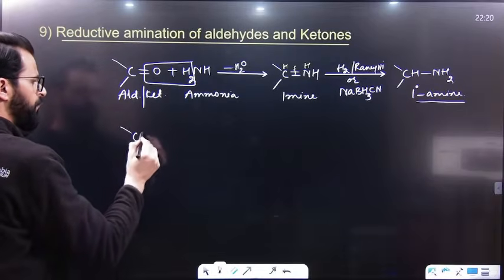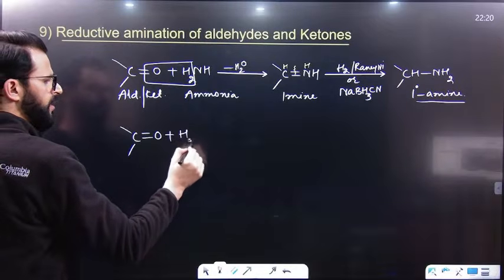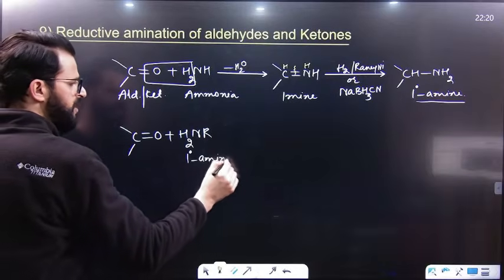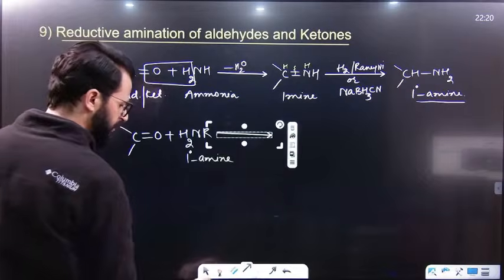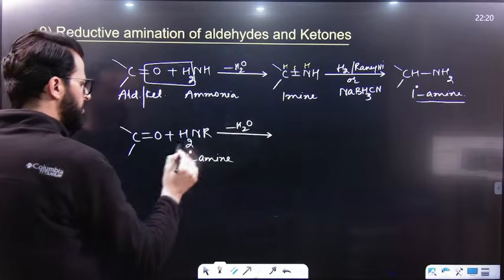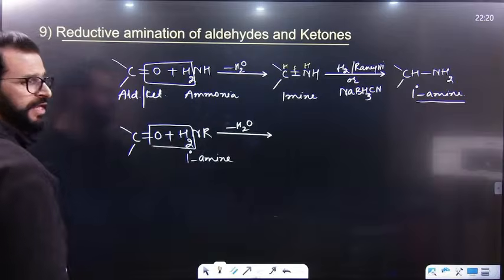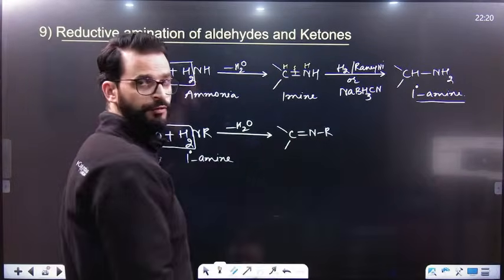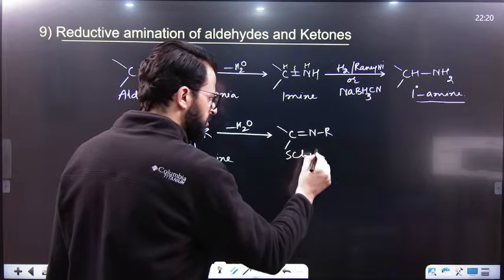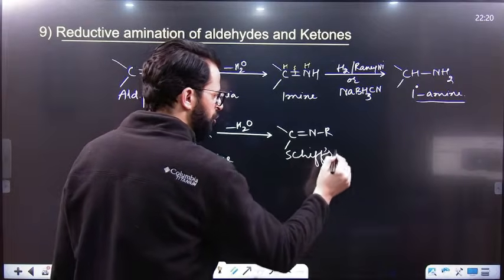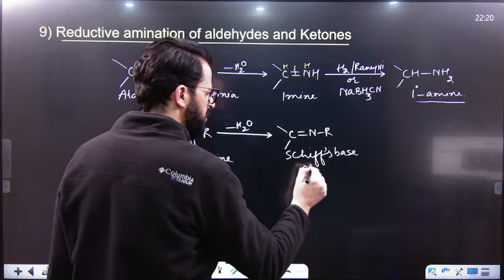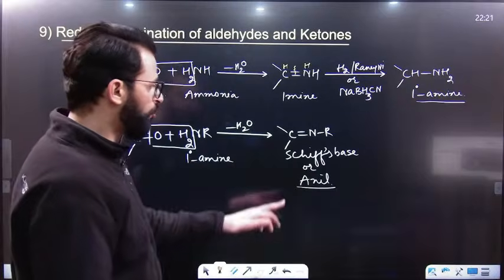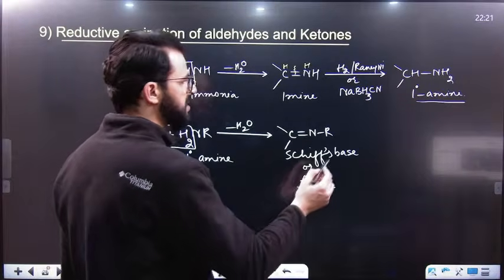Similarly, if you write down like this, this is a primary amine. Once again, this primary amine will simply lose a water molecule. When it loses a water molecule, it will result in the formation of a substituted imine. What is this? Substituted imine is known as Schiff's base, or sometimes we call this anil. But Schiff's base is the much more common name.